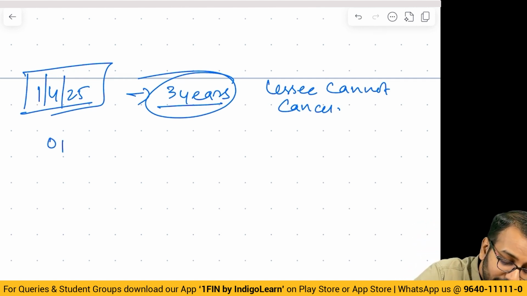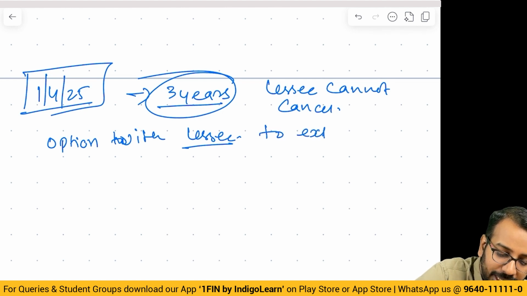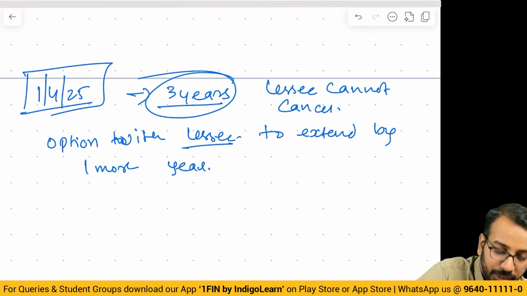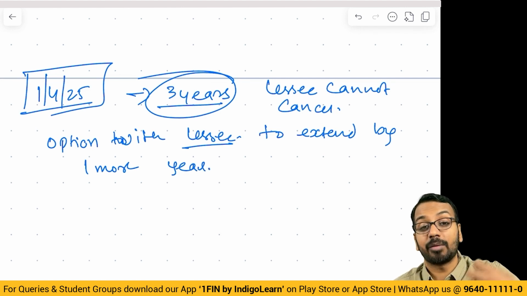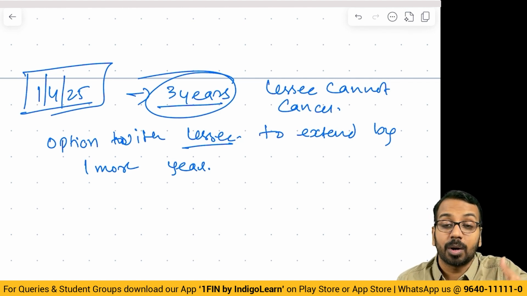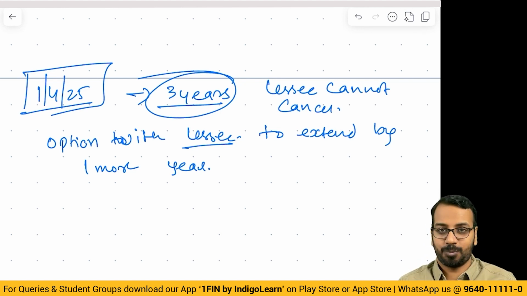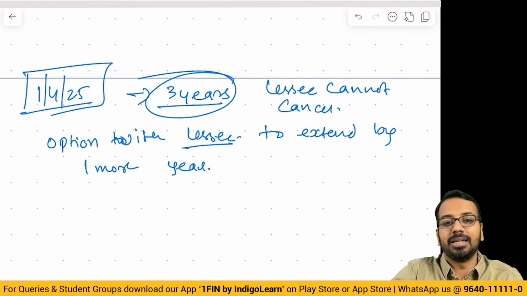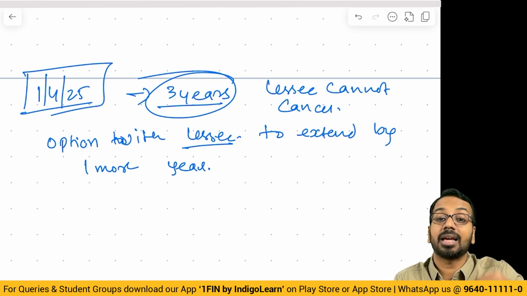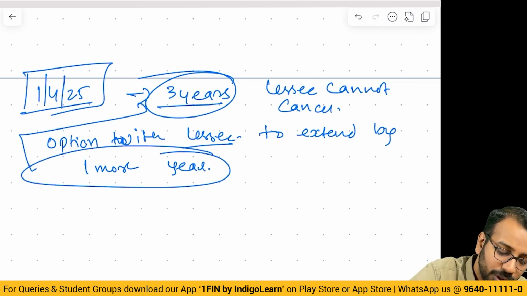Then if there is an option with the lessee to extend by 1 more year. Now, when I say I have an option to extend by 1 more year, the other party cannot refuse. Please understand this. If I have an option to extend the lease by 1 more year, the lessor cannot refuse. The lessor cannot say no, because I have the option. If I have the option to extend the lease and the lessor cannot deny, then in that case, this 1 year also gets added to the lease term.